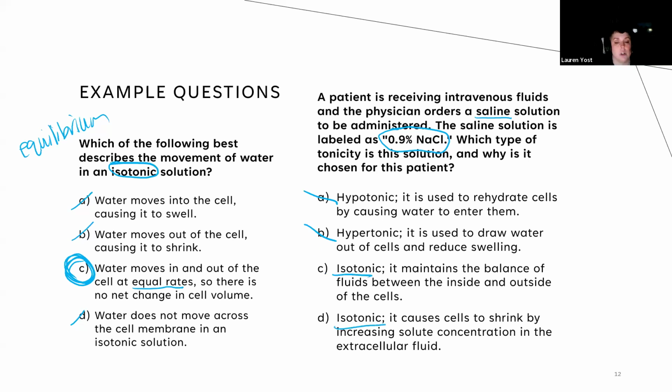So what's the differences between our choices here? Does it maintain the balance of fluids between the inside and outside, or does it cause the cells to shrink? Obviously, we're maintaining that. We're not causing any shrinkage of our cells. We want this nice happy equilibrium so we can maintain the fluid balance that's supposed to be in the cells as best as we can. So isotonic compared to what we would expect a healthy cell situation to be.